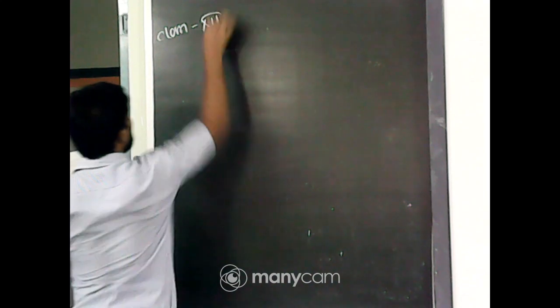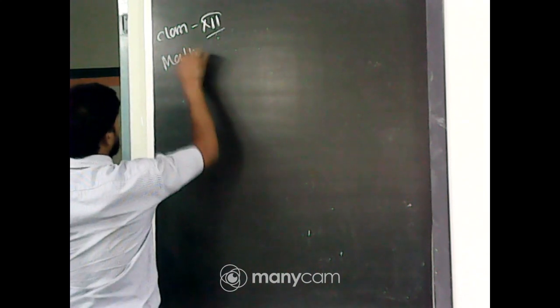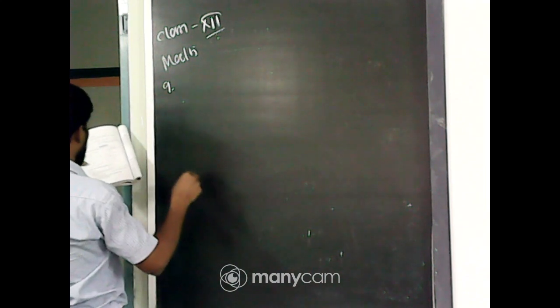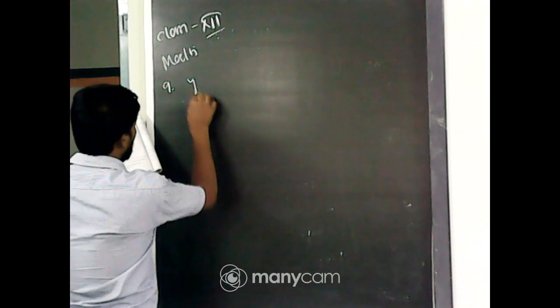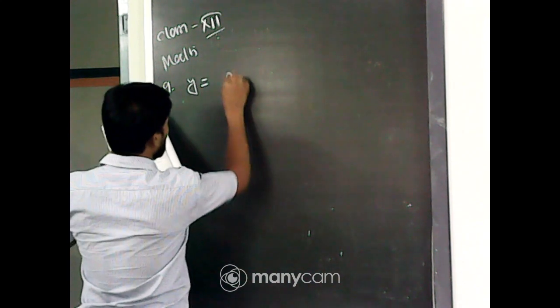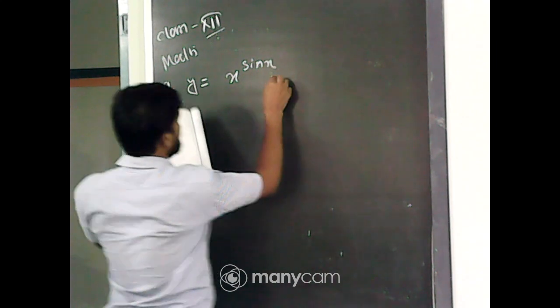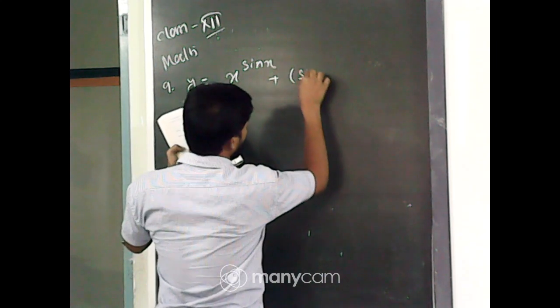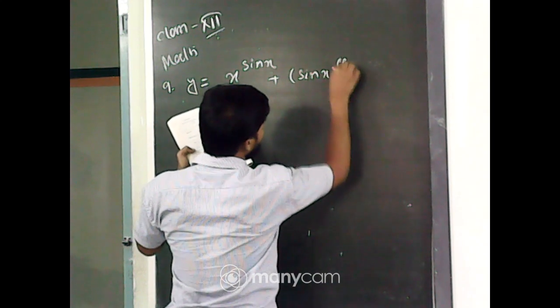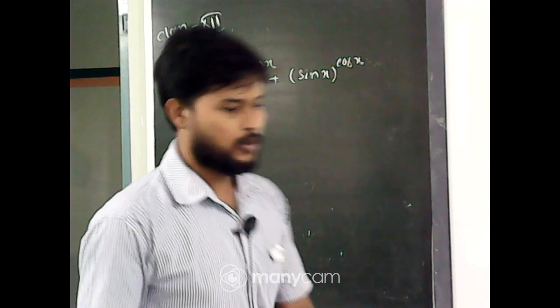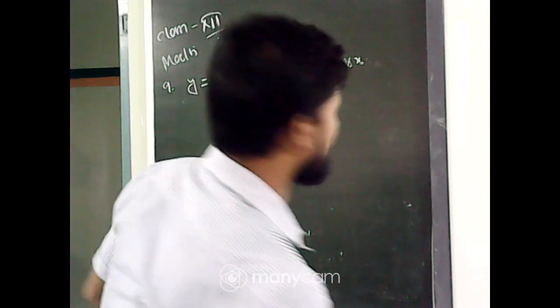Okay, so class 12 math. We'll start from question number 9. We have to find the differentiation of x to the power sin x plus sin x to the power cos x. Okay, so let's differentiate this expression.